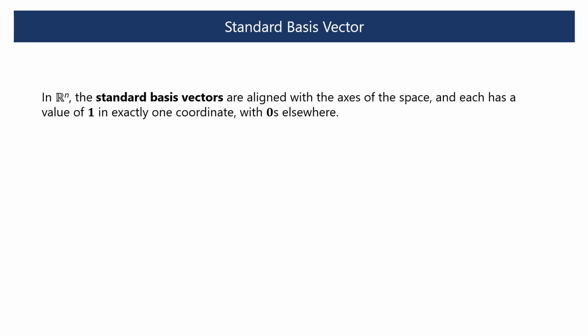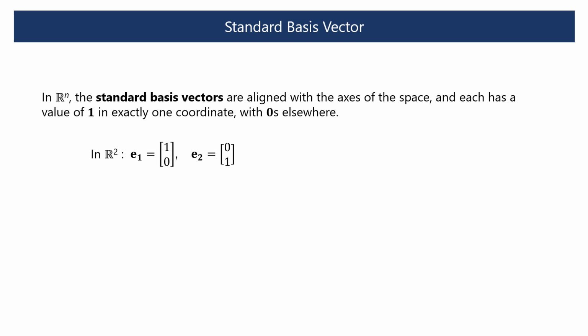A standard basis vector is the set of basis vectors that are most commonly used to define the coordinate axis in a vector space. In n-dimensional Euclidean space, Rn, the standard basis vectors are aligned with the axis of the space, and each has a value of 1 in exactly one coordinate, with zeros elsewhere.